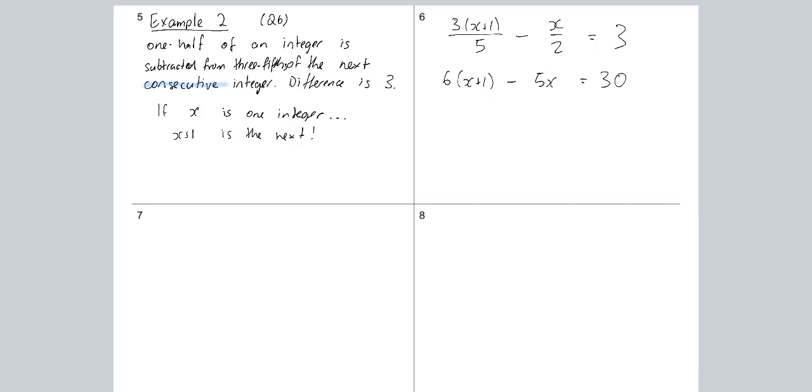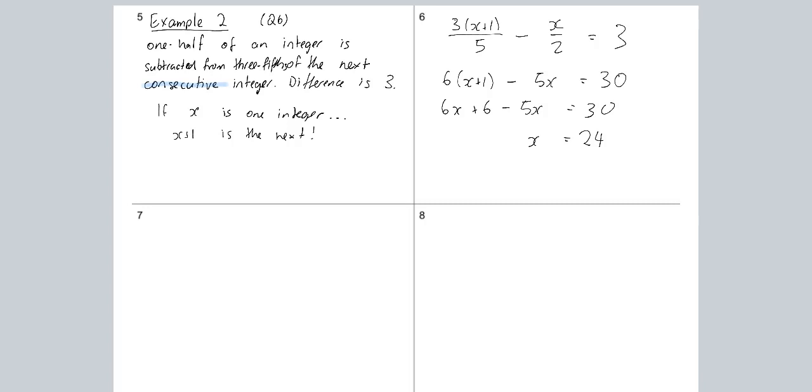Okay, now it's just a matter of expanding and collecting my terms and solving. So this should be bread and butter for you right now. 6x take 5x is 1x, so I've got x on the left-hand side, and 30 take 6 is 24. So the result is x equals 24. Any questions before I move on?